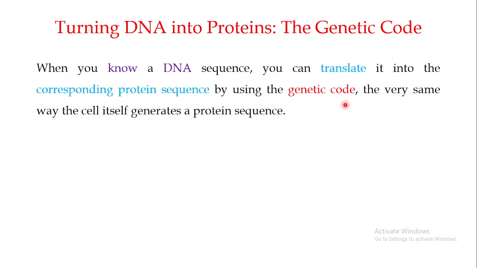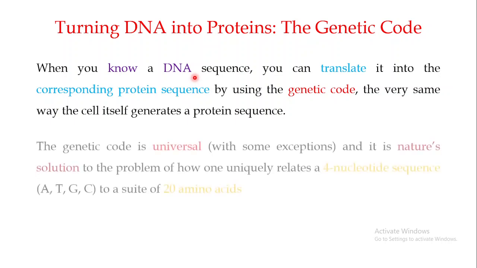So when you talk about the living cells, the cells in vivo, what they do is that they use this genetic code information that we have drawn in the form of a table. So the same sequence the cell uses to make a protein sequence which is corresponding to the DNA sequence that has been there in the genome of those particular cells.